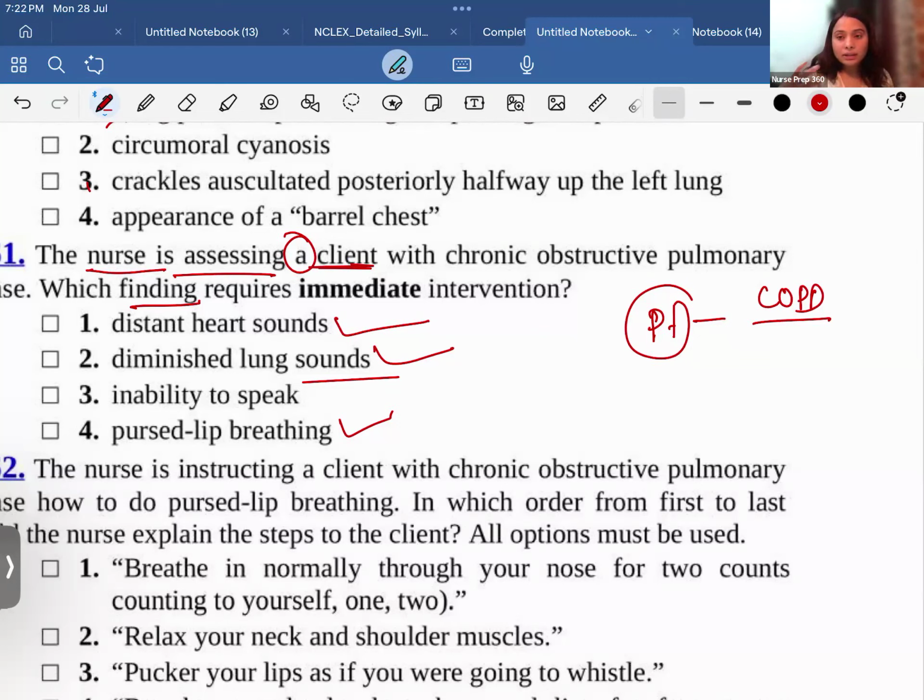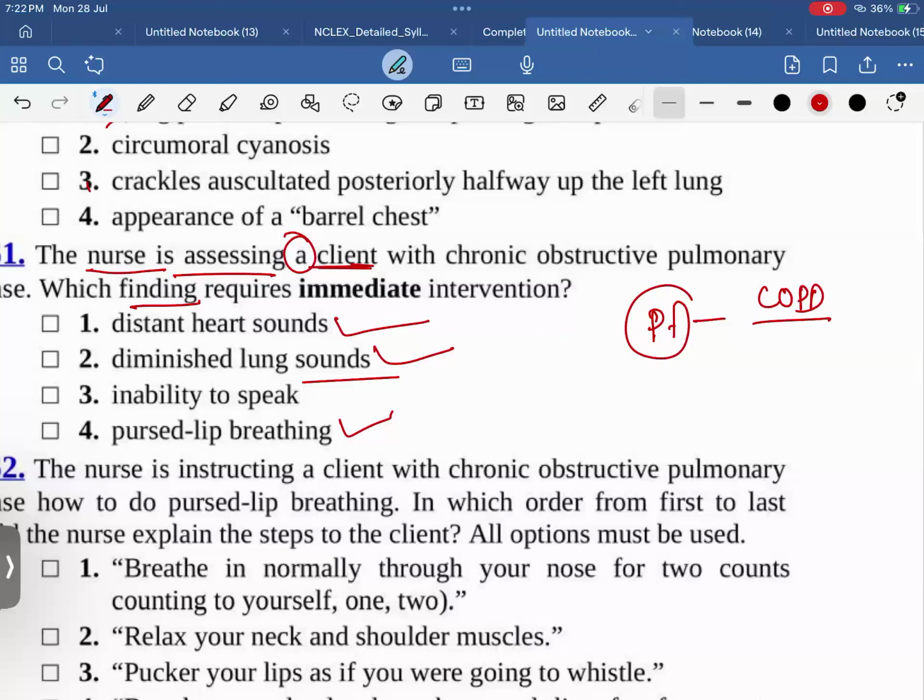When someone can't breathe, they will do like this. The patient is showing you these kinds of symptoms. When you're auscultating, you cannot feel the lung sound. Diminished lung sound means a decrease in the lung sound. And first is distant heart sound, which means the heart sound is not clear. It's coming from very far.